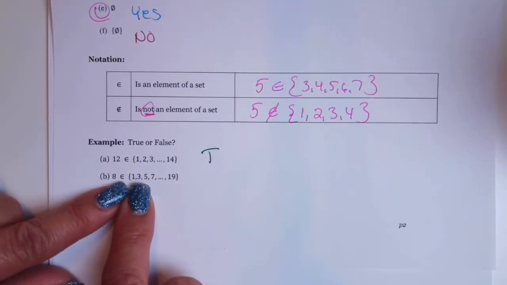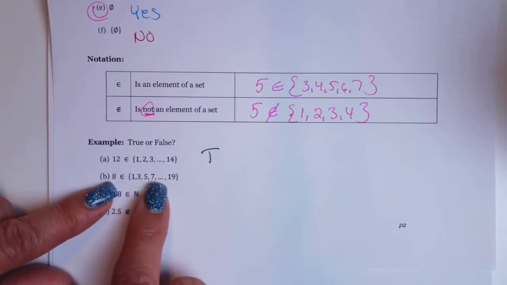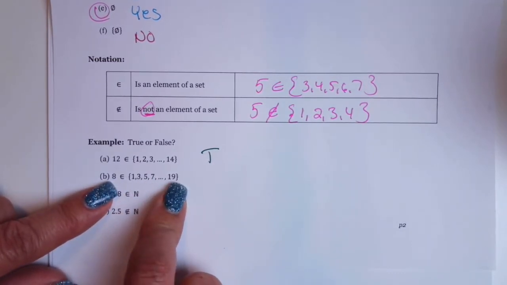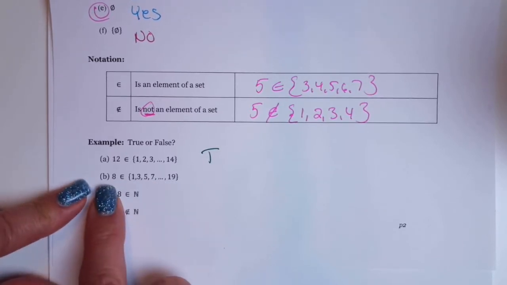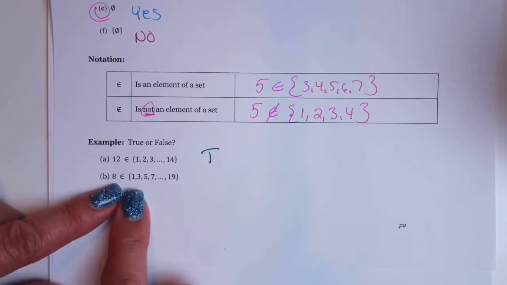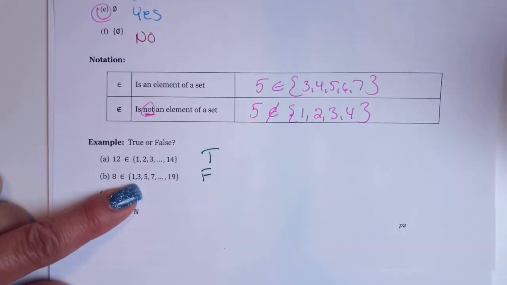8 is an element of this set. Well, if we look at the set, we have 1, 3, 5, 7, and then it ends at 19. All of these are odd numbers. 8 is an even number. So 8 can't be a member in a set where all of them are odd numbers. So this has to be false.